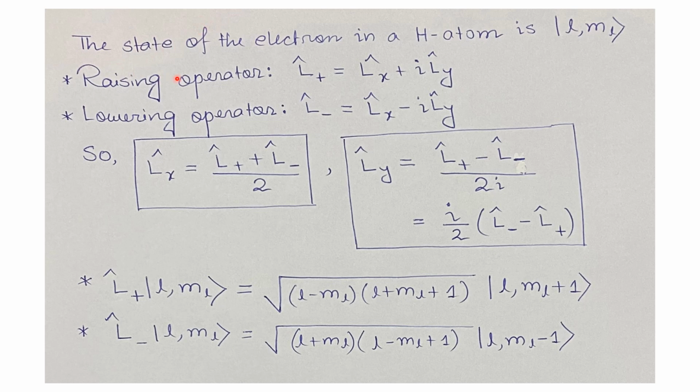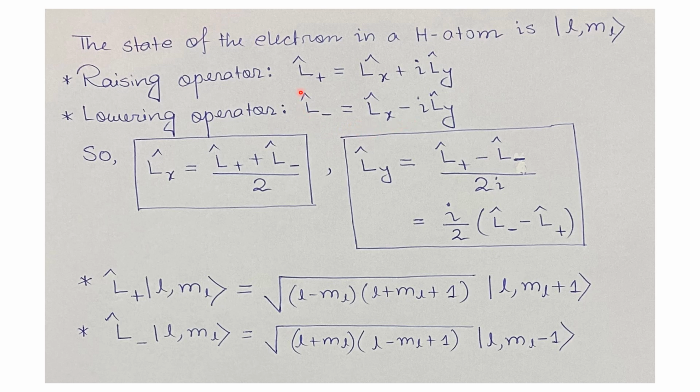The state of the electron in the hydrogen atom is |L, ml>. So basically this state is an orbital angular momentum state. Now we define the raising operator as L plus cap equals Lx cap plus i Ly cap, and the lowering operator is L minus cap equals Lx cap minus i Ly cap.